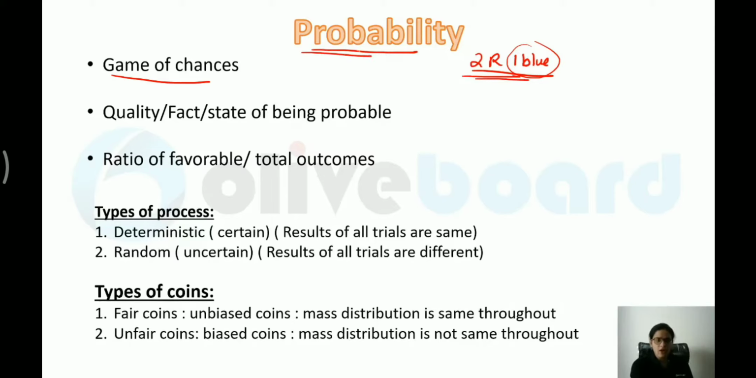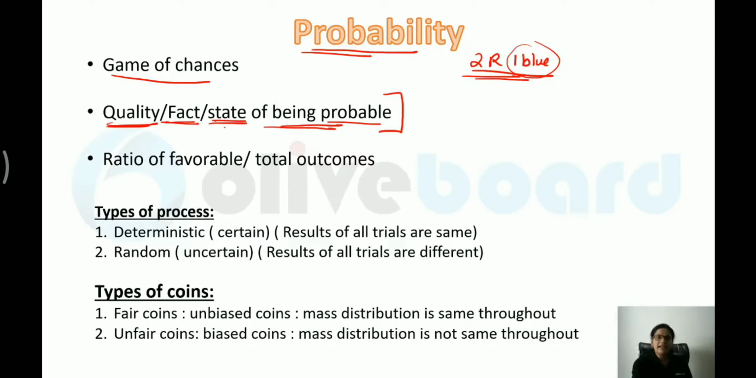Or you can also say it is the fact that is probable, or a state of being probable, or a quality of being probable. Many times these things can be asked as a definition in your exam, so you should know. When you are talking about probability, it can be any condition that is happening, any quality, or the state of being probable. Any of these values can happen when you are talking about probability.